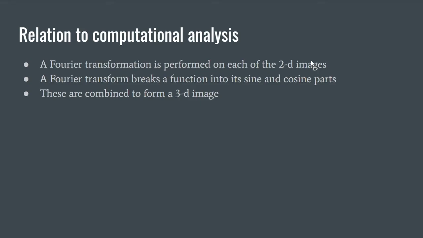In order to get a 3D image from a set of 2D images, the first step is to perform a Fourier Transform on each of the 2D images. A Fourier Transform converts a function into the sum of its sine and cosine components. Then the Fourier Transform of each of the 2D images is combined, and this helps form a 3D image.